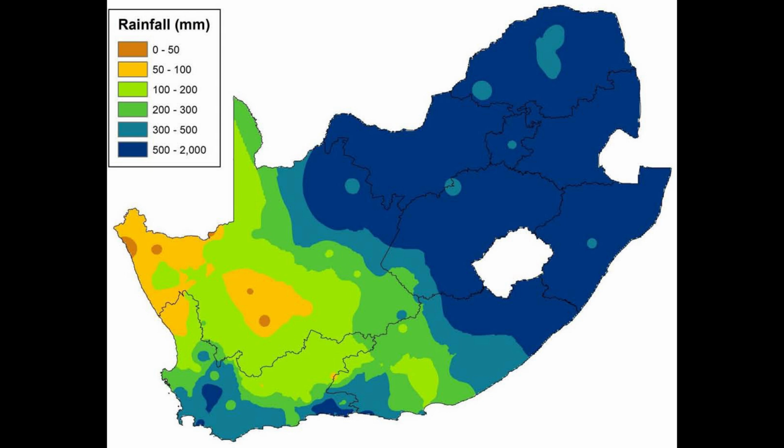Now this example that I'm showing you is an example of a choropleth map. We can see here that orange parts would have the least amount of rainfall, yellow a bit more, green more, up to dark blue having the most amount of rainfall, up to 2,000 millimeters of rainfall.